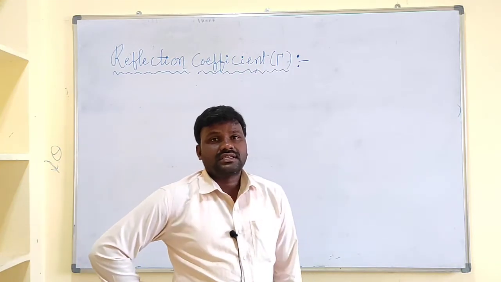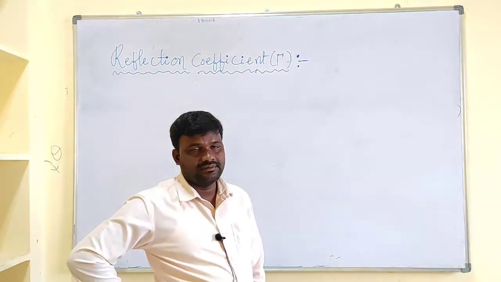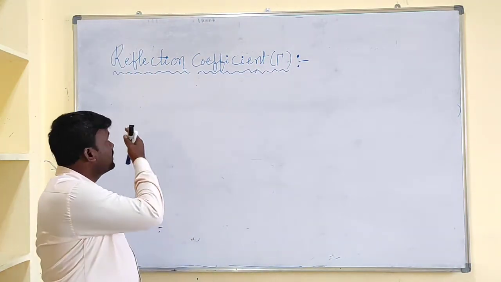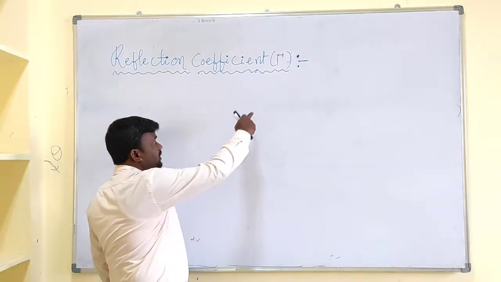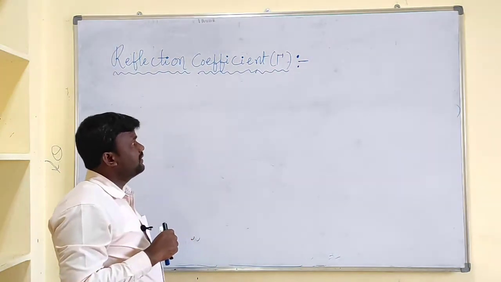In today's class, we will discuss one of the important parameters for transmission lines, that is nothing but the reflection coefficient. Of course, it is represented by gamma.